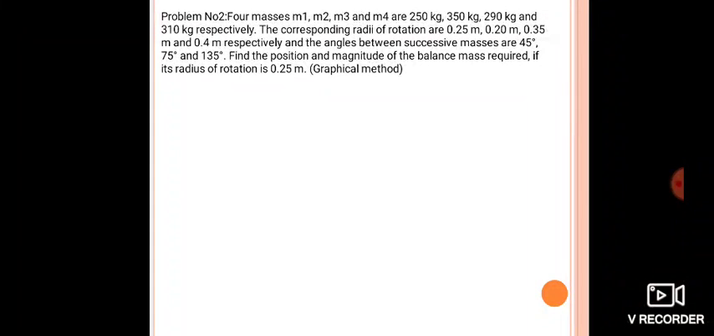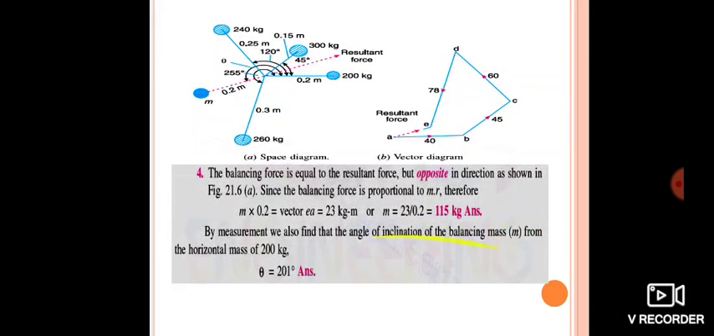It is an unsolved problem that you have to solve. It is very easy, similar to the previous one. Just go through those notes, then you will understand. So this is all about the balancing mass revision class.